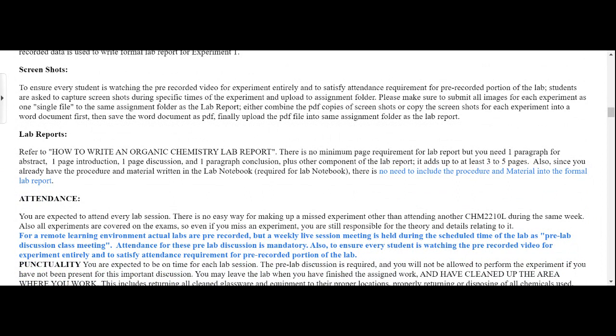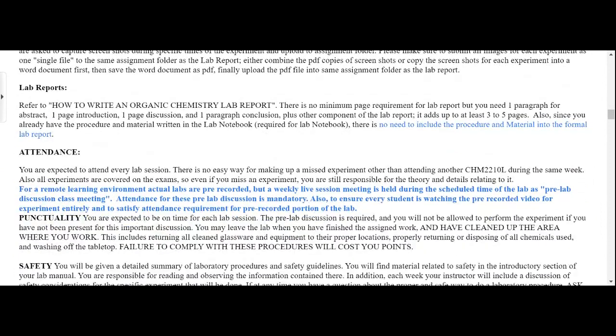How to write the lab report is a document that is also included in the syllabus. We will go over that soon. Your lab report doesn't have a minimum page requirement, but use common sense. You do need some parts included. You need an abstract, that's one paragraph. You need an introduction, that's about 1 page or less. You need discussions, which is at least 1 page. You need a paragraph of conclusion. Then you have your bibliography, your tables, and your calculations. That should add up to 3 to 5 pages at least, right?